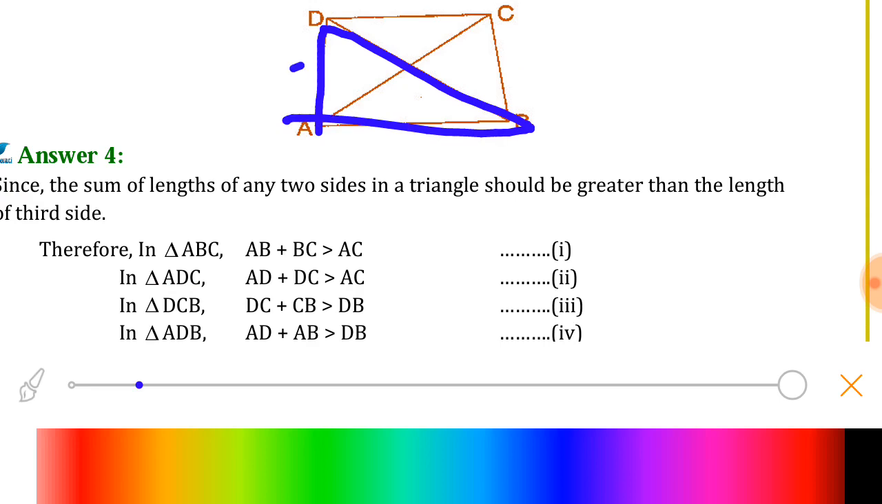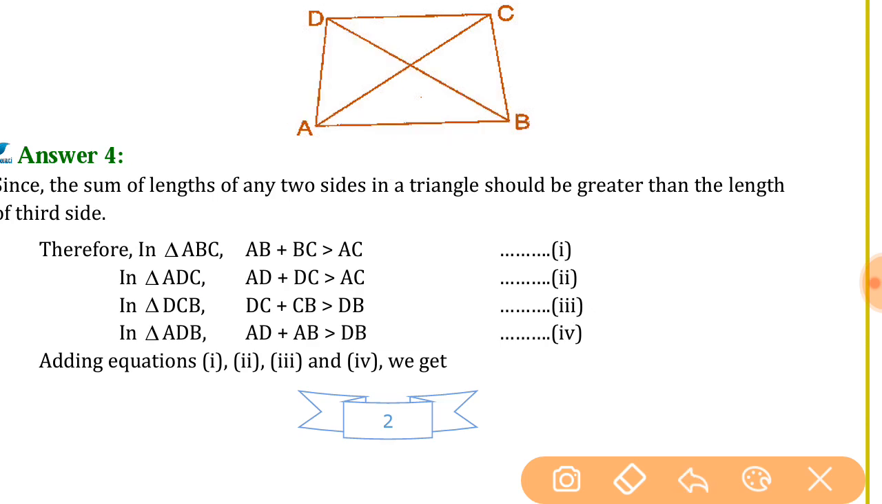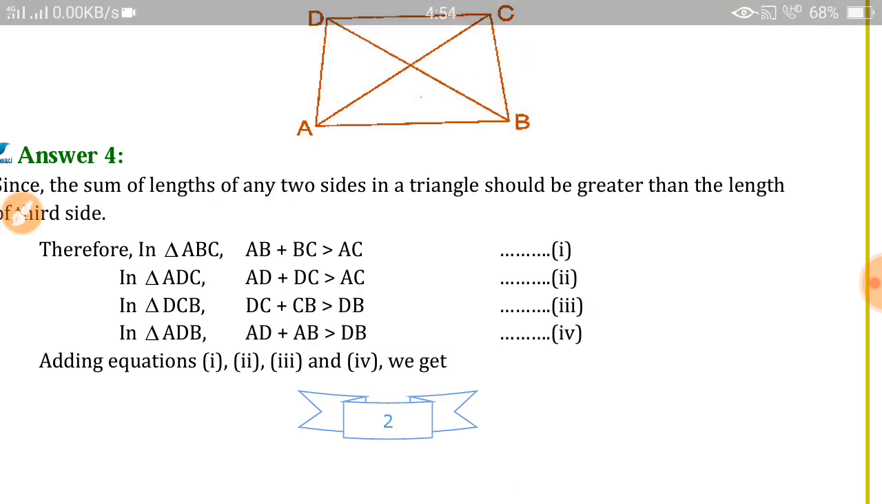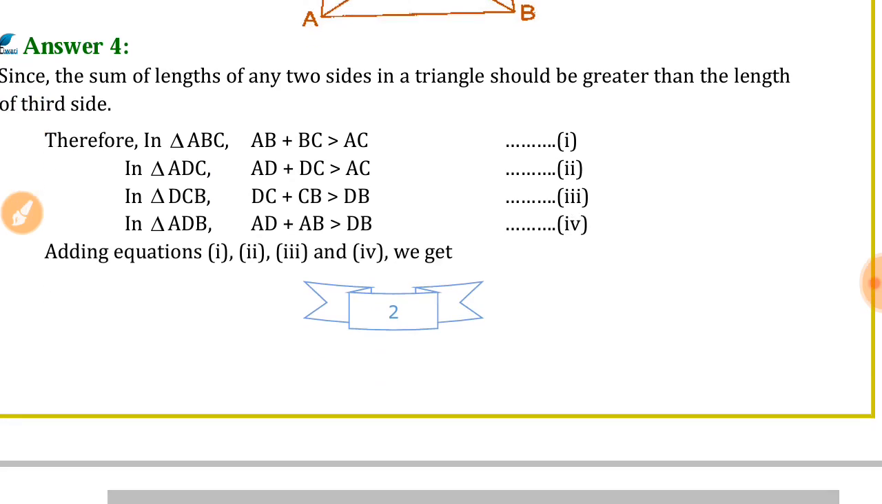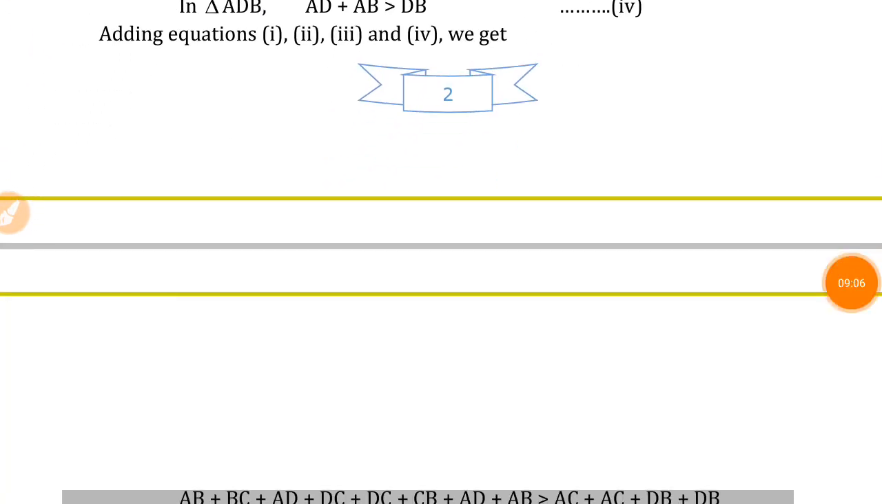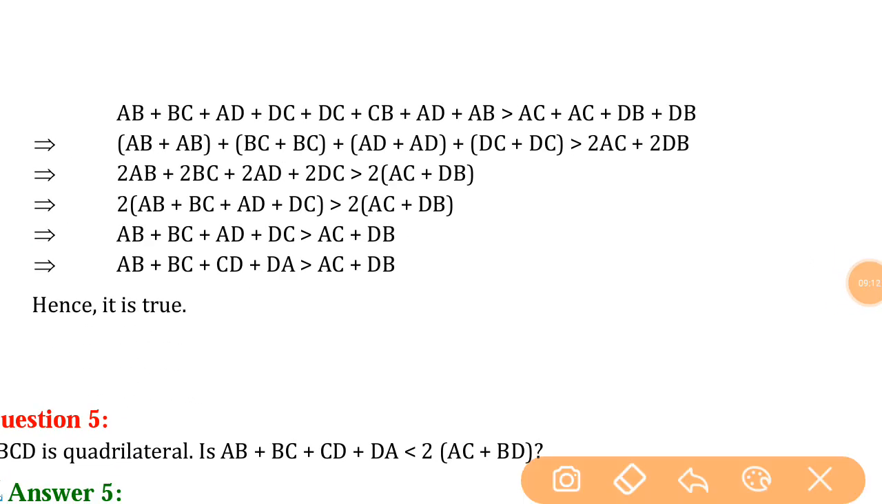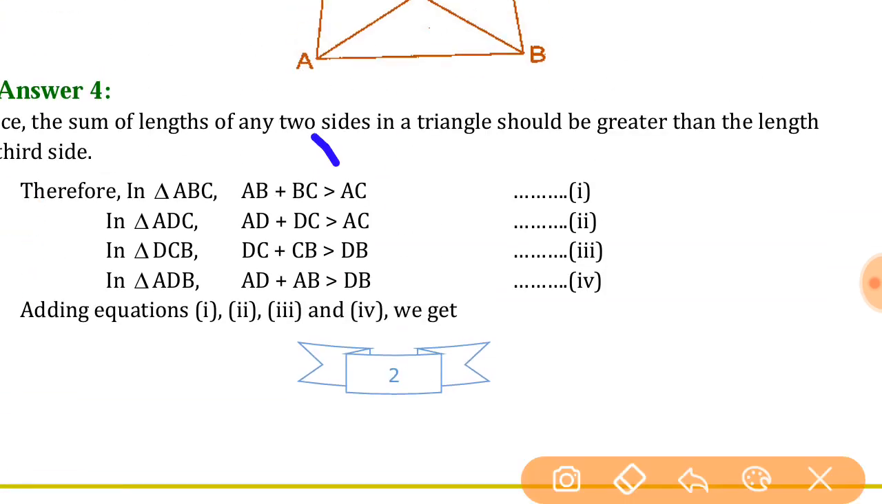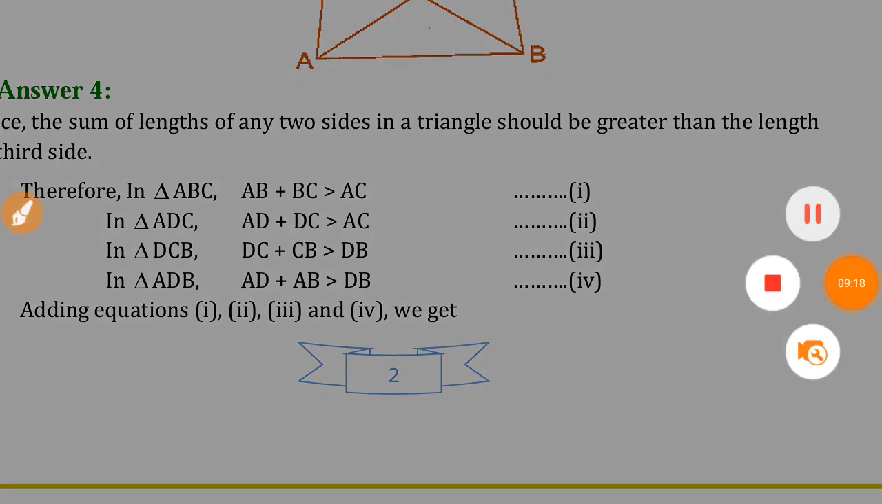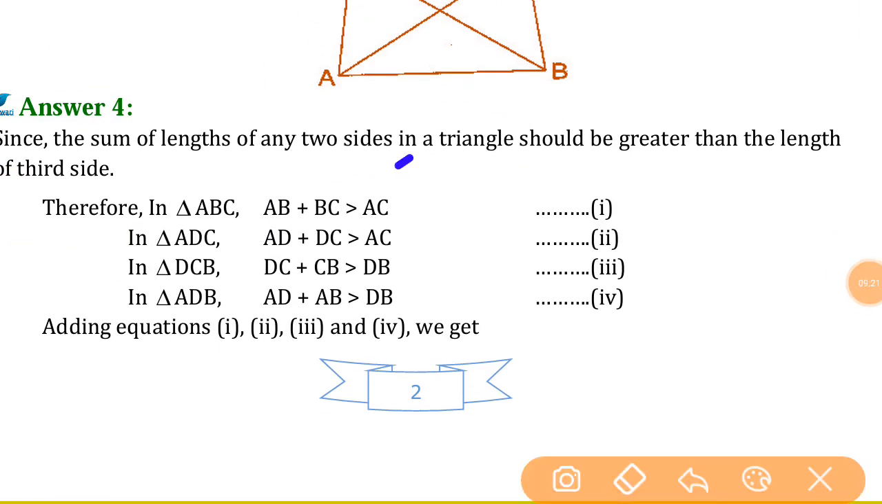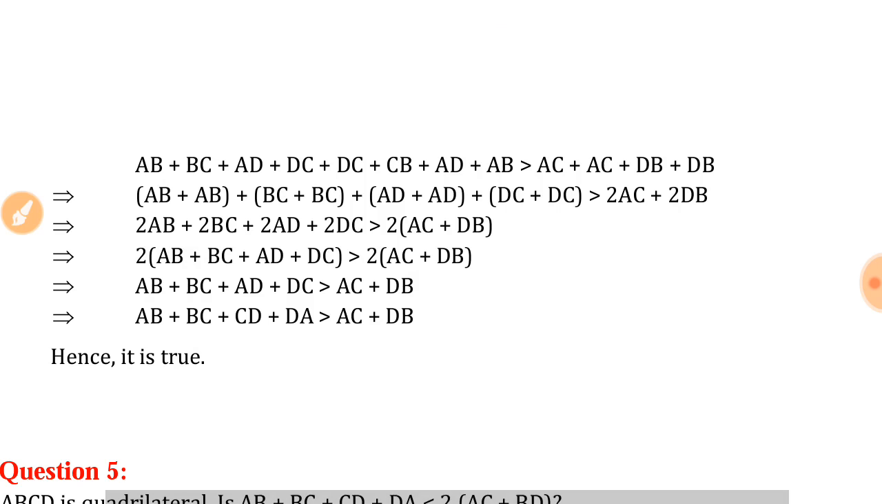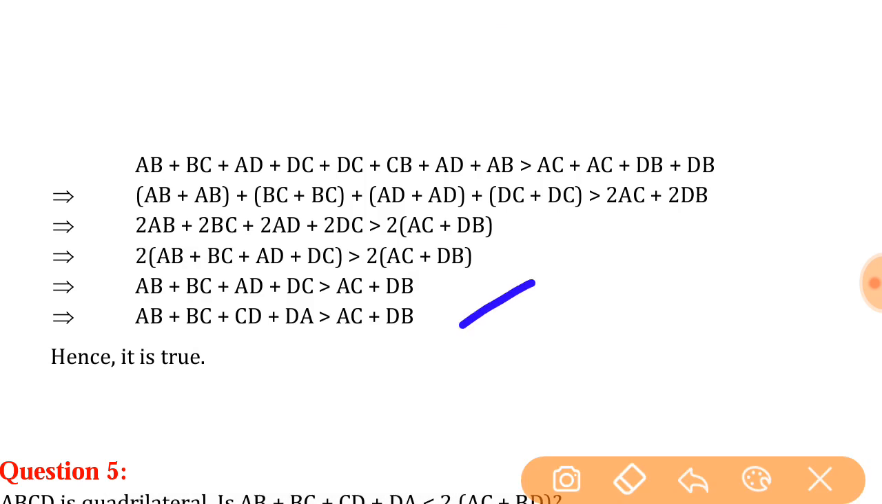ADB triangle. So if you add these two, BD will be greater than. And in another case, these two, ADB, DCB. If you add these two, you'll get a BD extra. So add all the left hand side and right hand side. We will get AB plus BC plus AD plus DC plus DC plus. See here, that means we are going to add all of these on one side and all of these on one side. So by this calculation we can simplify, you will get a true.